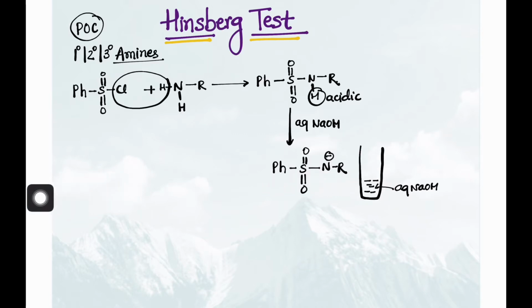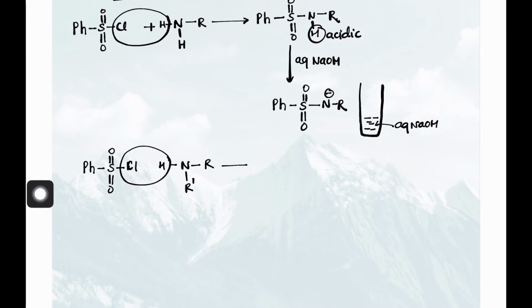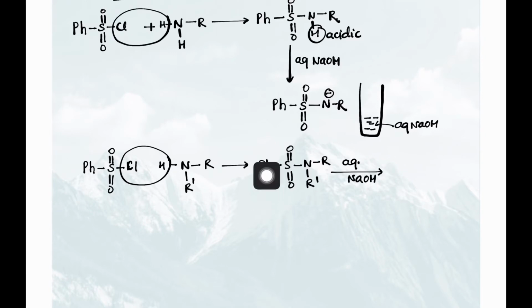Okay. Now if we have 2 degree amines, that is N, R, R dash and H. In this case also the first step is similar. There will be removal of HCl and you will get this product. After that there is no acidic hydrogen in this molecule. So when we are passing it through aqueous NaOH, then this one will not get dissolved in that. So there will be no reaction.